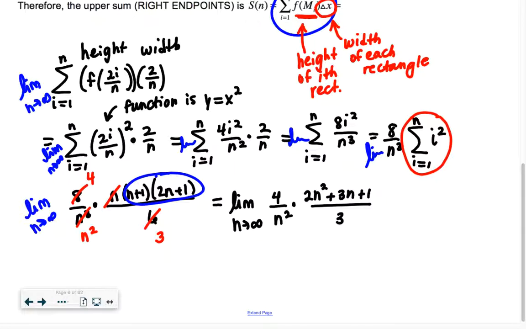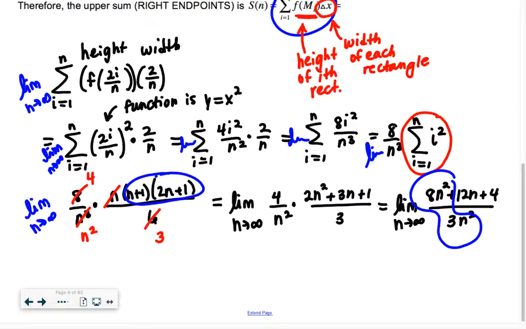Think about it. So you can distribute that 4n if you want. It's not a hard one to do. So we get 8n squared plus 12n plus 4 over 3n squared. And then you would bring that 3n squared into each piece, but what's the part that matters? This part right here. The rest of them are going to be like over n or over n squared. So what's my answer? 8 over 3, that's the answer. So that is the area under the curve y equals x squared from 0 to 2.